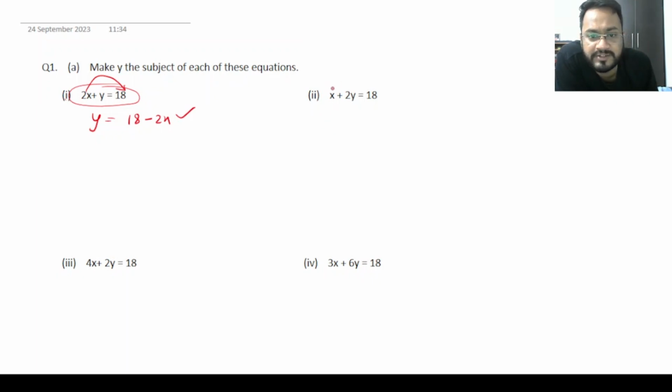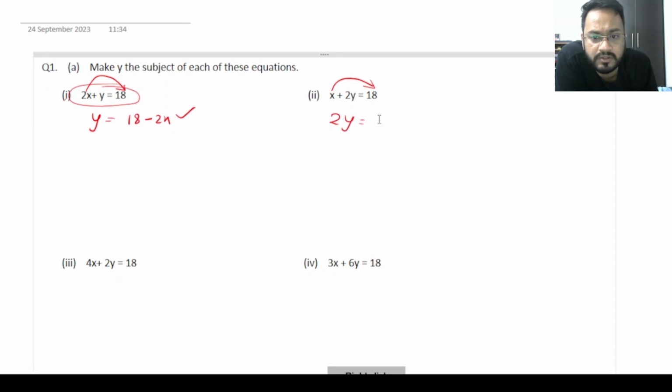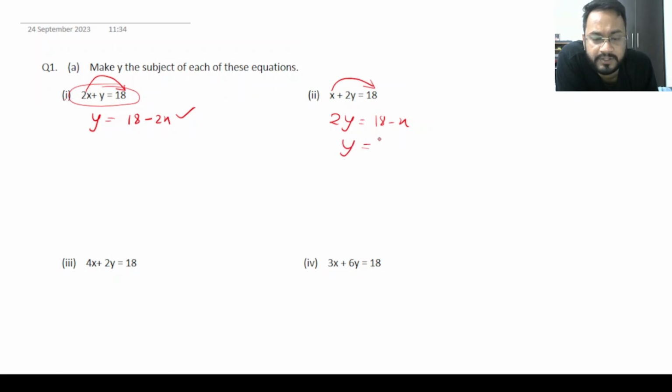In this equation, we need to shift x to the other side. So it is 2y is equal to 18 minus x, right? Now we need to shift this 2 to the denominator. So it will be 18 minus x upon 2, right?